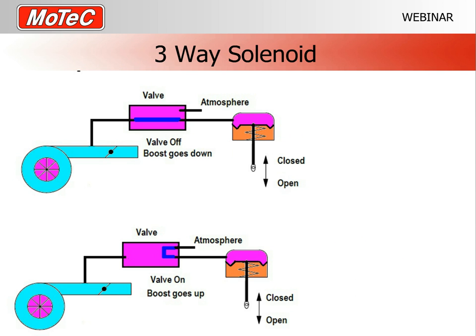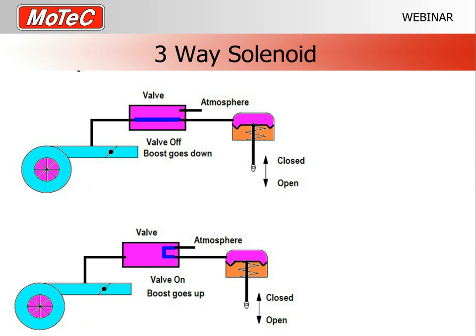Okay, so one of the ways of getting away from the restrictor thing is to use a three-way valve. Now, this valve, if we're still plumbing on an integral wastegate, so that's a wastegate that you would see on a factory car where the wastegate's part of the turbo. When the valve is off, in this case, the line between the compressor and the actuator is open, and therefore the spring gets compressed and the boost goes down.